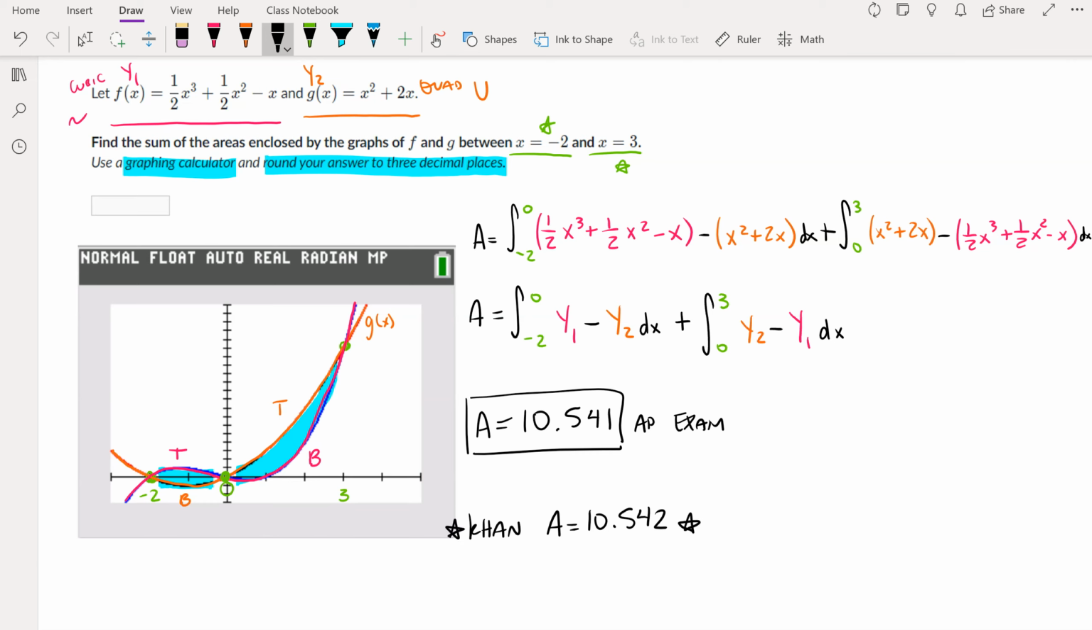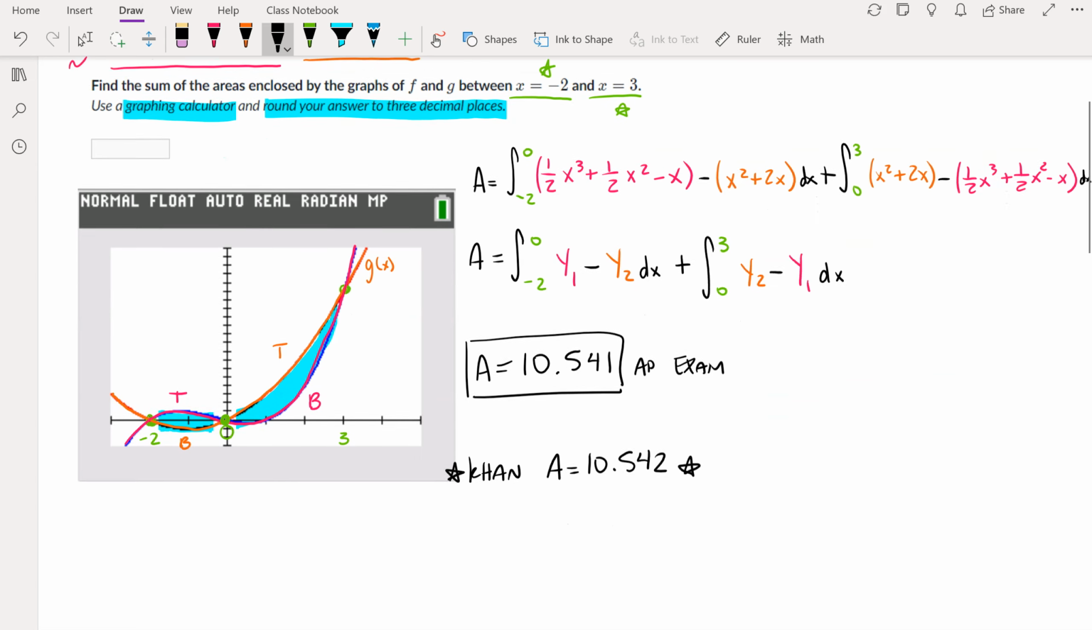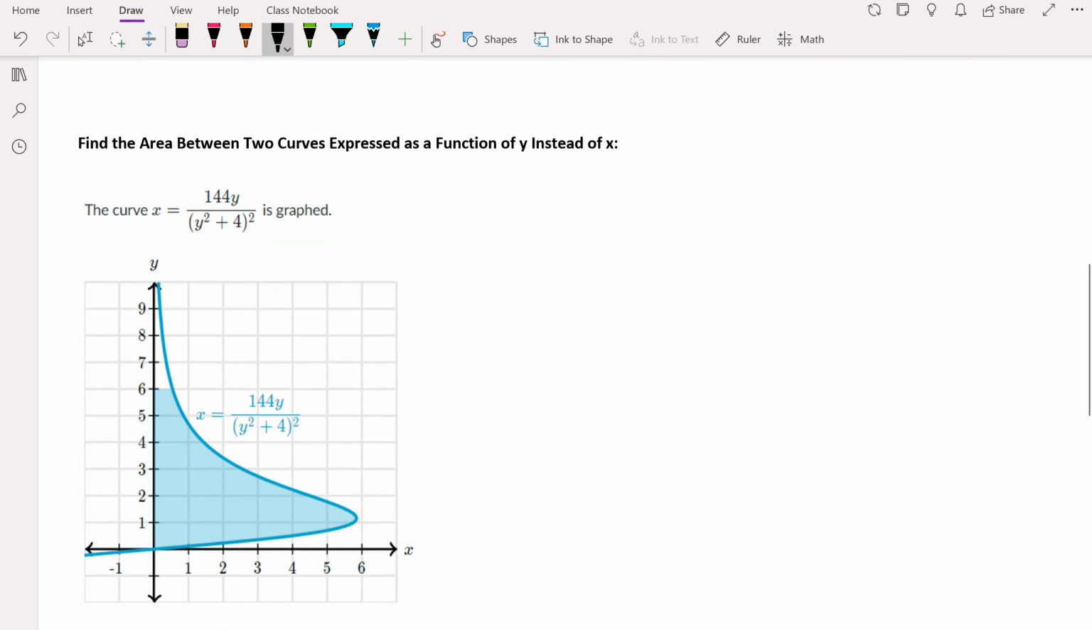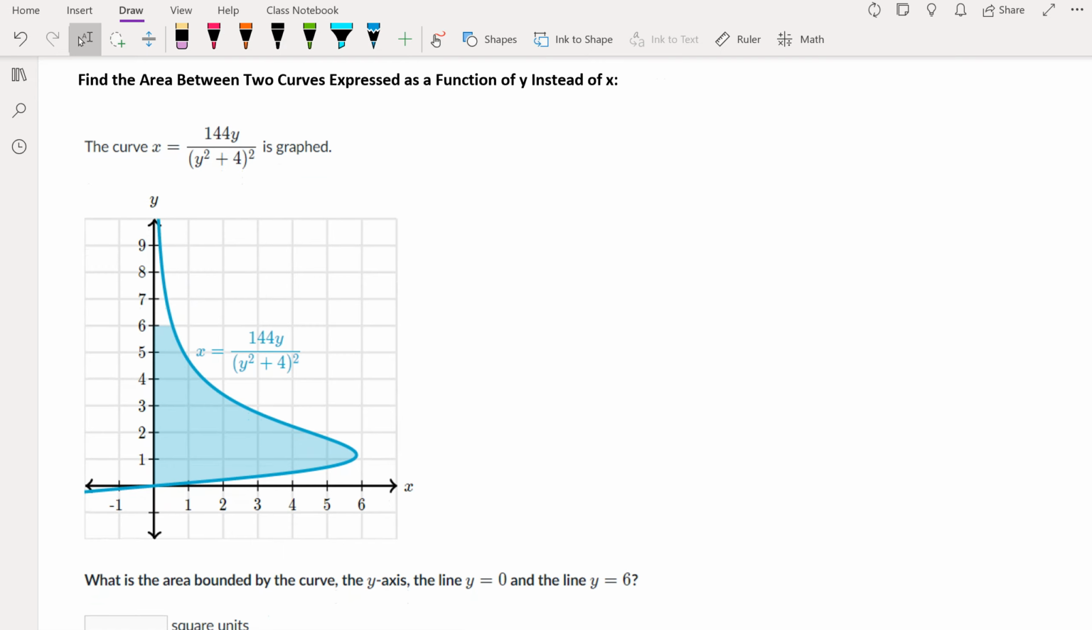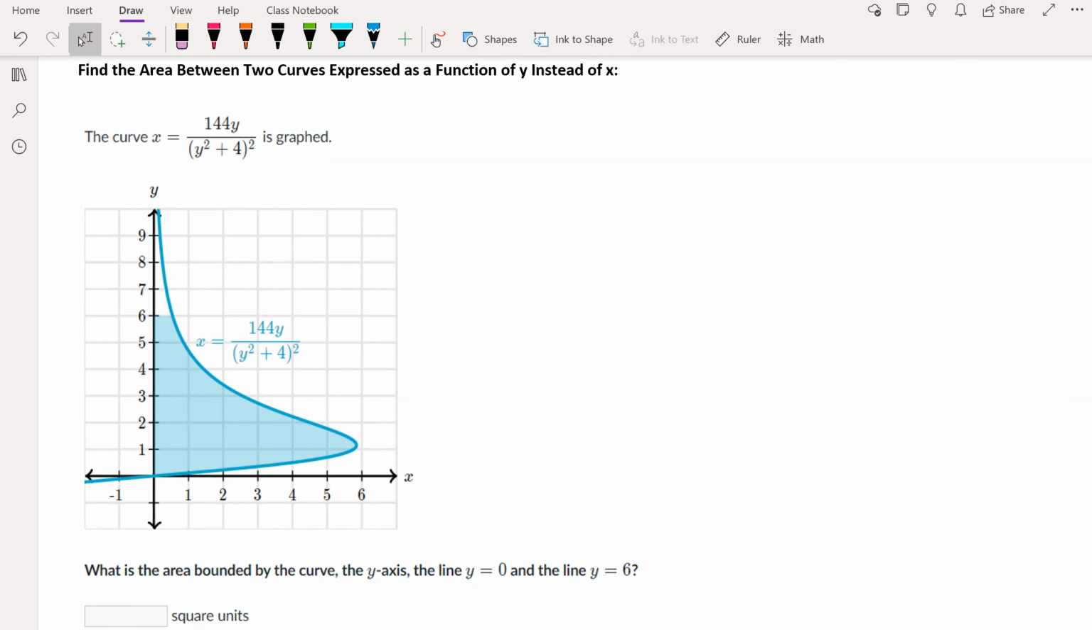And let's do one more. One more practice, one of your Khan Academy problems. All right, this one, we're not going to use a calculator, and you need to be able to do these problems without a calculator, because sometimes the AP exam will not allow a calculator on these problems. So let's do this one. The curve x equals 144y over y squared plus 4 squared is graphed. Okay, so we have this graph down here.